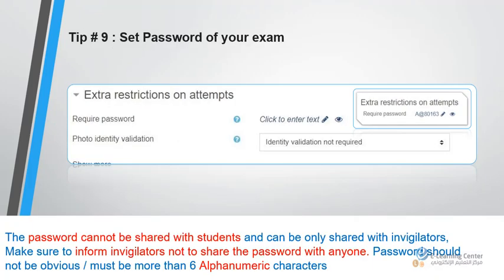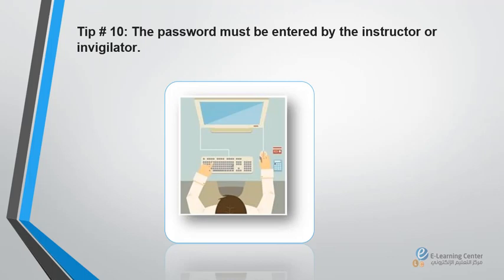Tip number 9. Set an exam password. The password should be at least 6 alphabetical characters long. It should be made of letters, special characters, and numbers. And make sure to never share the exam password with students. Tip number 10. The password must be entered by instructors or invigilators from NetSupport. This will ensure that the password is not distributed to people outside the exam hall.